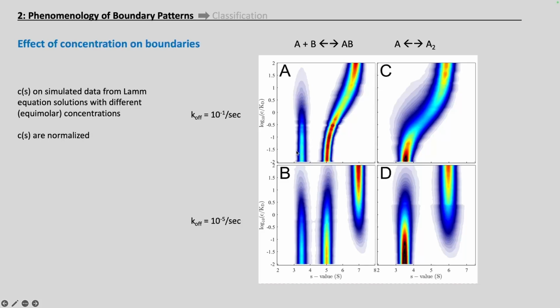Far below Kd, there is very little complex, and we see free A and free B, but as we populate more complex, the faster boundary increases in velocity, while the slower boundary stays put. But it fades out in comparison to the complex as we increase the saturation of the system.